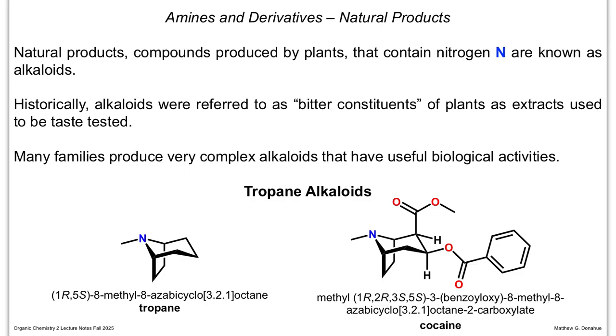So we had left off talking about the presence of nitrogen atoms in natural products, which are called alkaloids. And there's a lot of different alkaloid classes. And usually they're going to have some sort of common skeleton. So for example, the tropane, you can see that in cocaine, the natural product there.